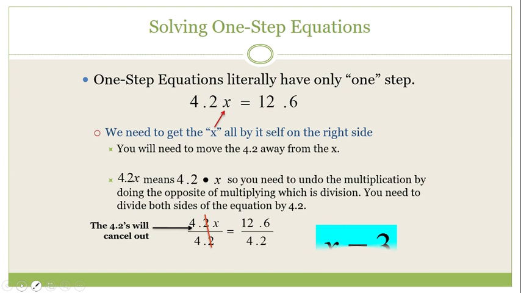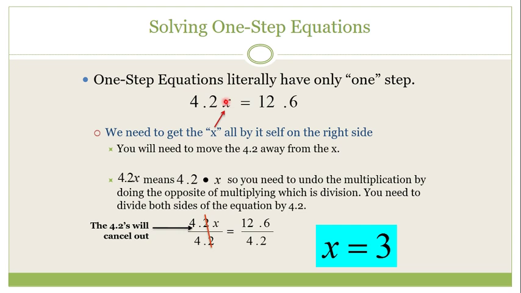So we go ahead and get on our calculator, and we go 12.6 divided by 4.2, and we get 3. Think about this in terms of undoing the steps in the opposite order, like what we just had with the mason jars.